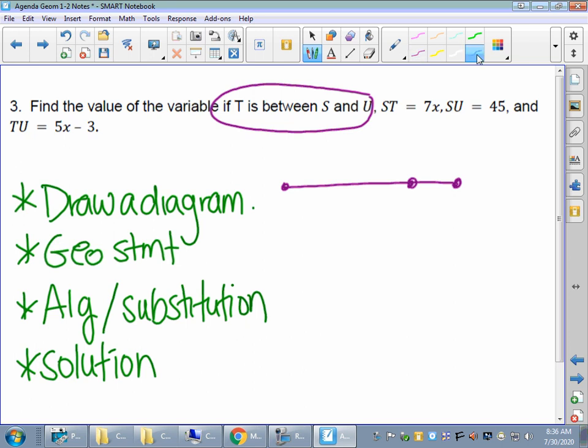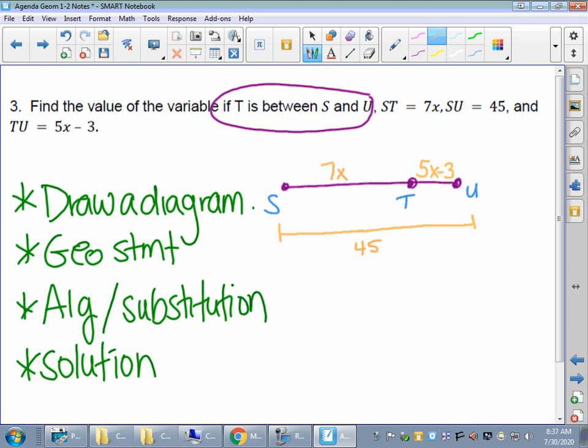T is between S and U. So what are the two endpoints of this segment? It's got to be S and U, right? And T is between them. They are collinear. We've got ourselves a setup. If I kept reading, I would have noticed that ST is equal to 7x, so I'm just going to label that. SU, the whole thing, is equal to 45, and TU is equal to 5x minus 3.